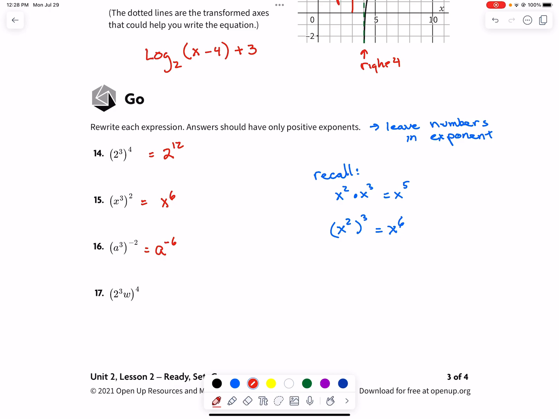Whether you can leave it as a to the negative 6 or whether you have to turn it into a fraction depends on the directions. And the directions say the answers should have positive exponents. A to the negative 6 is 1 over a to the 6. Remember to get rid of the minus sign when you flip it. Okay, distribute. Don't forget to distribute to the 2 as well as the w. So 2 to the 3 times 4 and w to the 4.